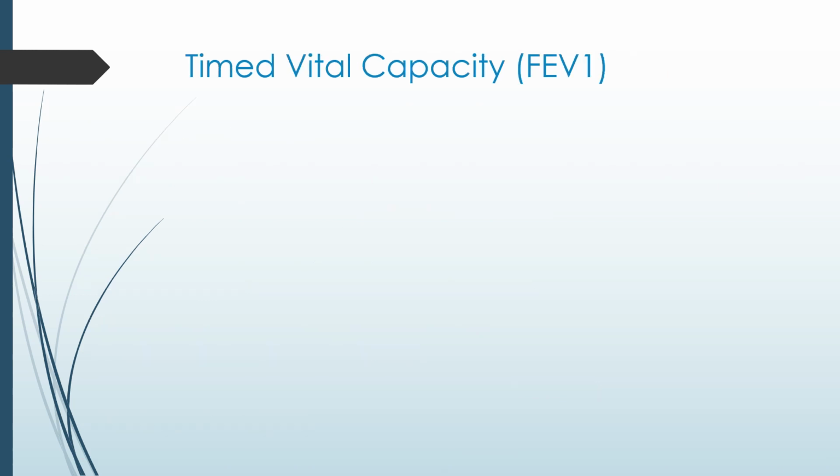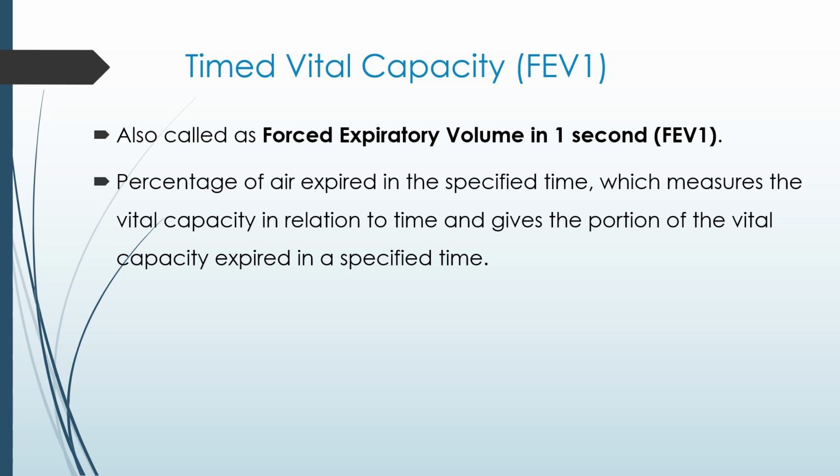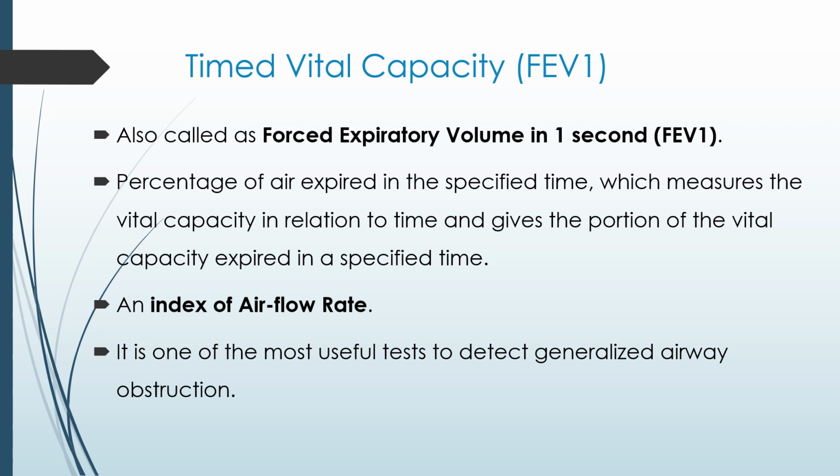Timed vital capacity, FEV1, also called forced expiratory volume in 1 second, is the percentage of the vital capacity expired in a specified time. It measures the vital capacity in relation to time and gives the portion of the vital capacity expired in a specified time. It is an index of air flow rate, and one of the most useful tests to detect generalized airway obstruction.